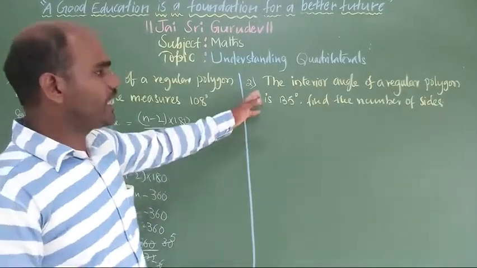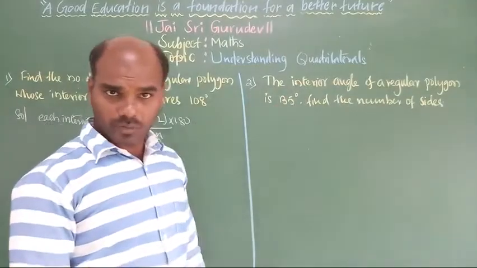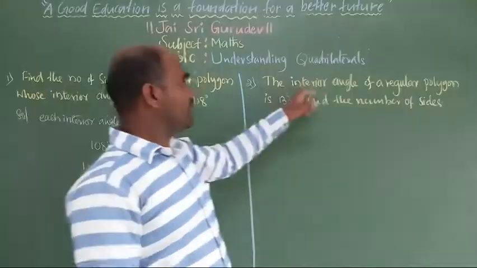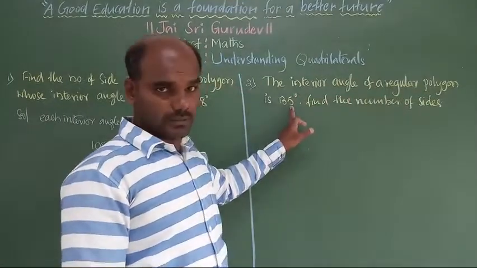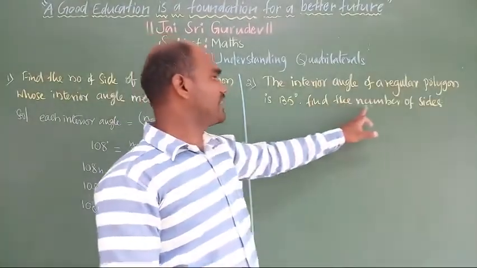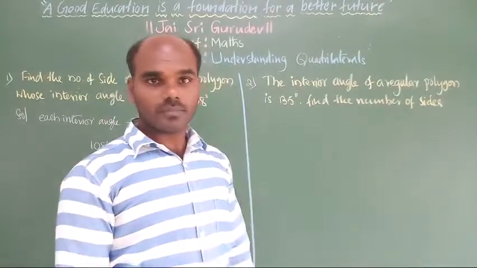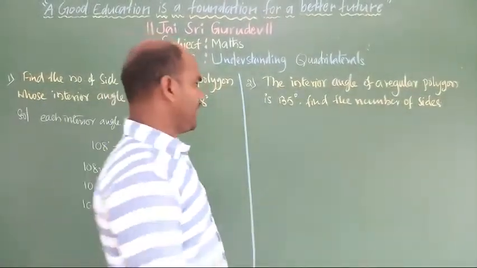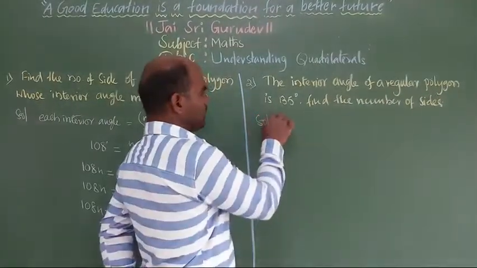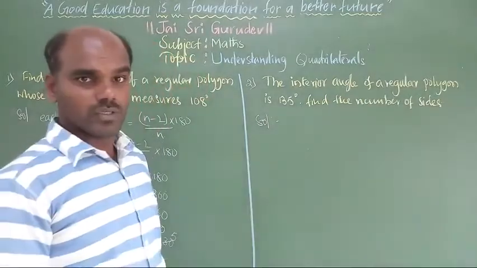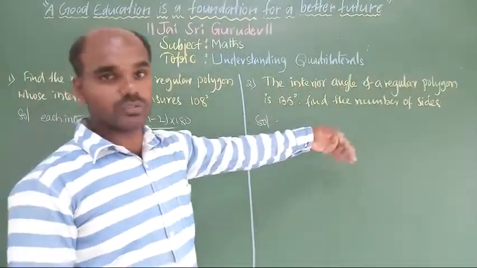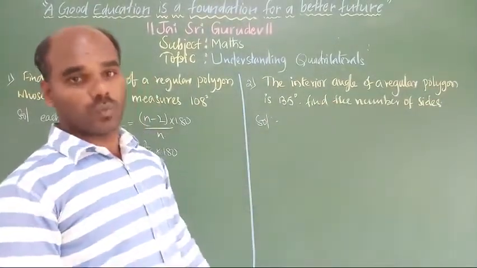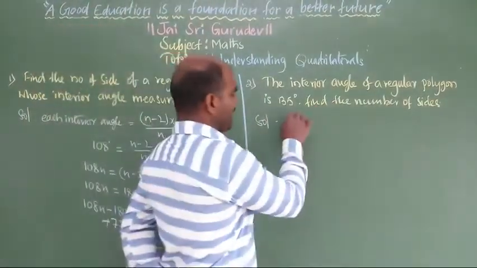Now we are going to one more problem. The interior angle of a regular polygon is 135 degrees. We have to find the number of sides. The process is the same, but this problem we should do a different way. Here the interior angle is given.